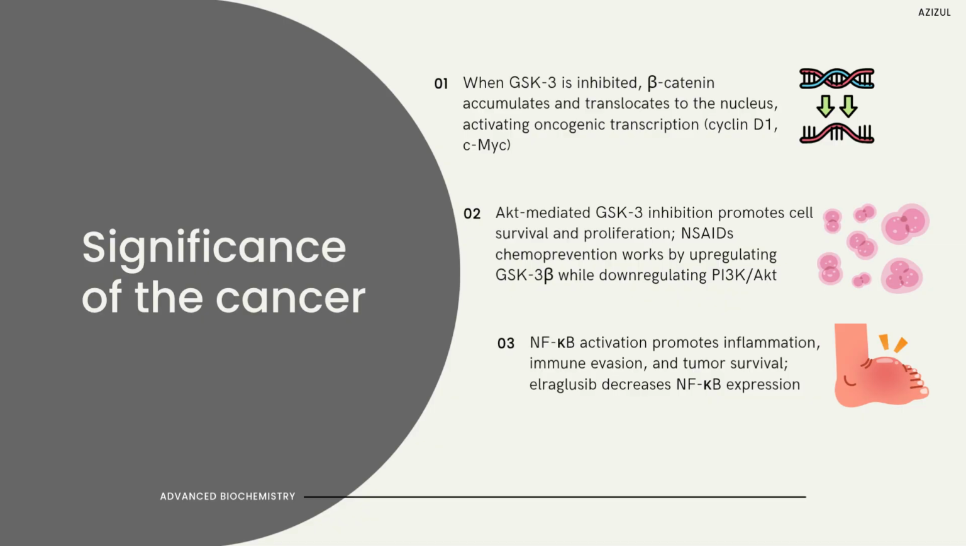Next, protein kinase B-mediated GSK-3 inhibition promotes cell survival and proliferation. Non-steroidal anti-inflammatory drugs, in chemoprevention, work by upregulating GSK-3 beta while downregulating PI3K AKT. Last but not least, NFKB activation promotes inflammation, immune evasion, and tumor survival. Elraglusib decreases NFKB expression.